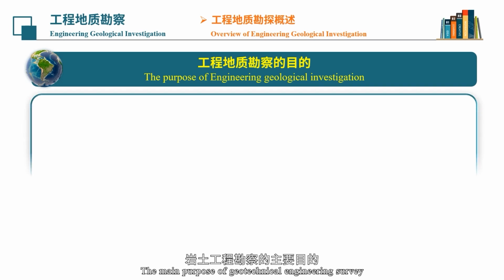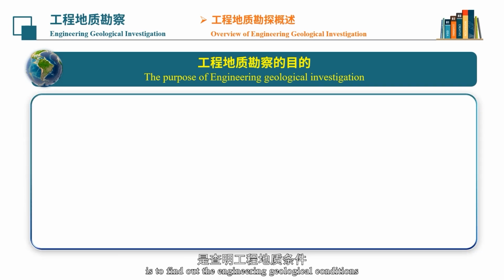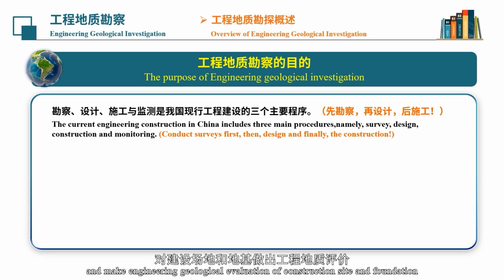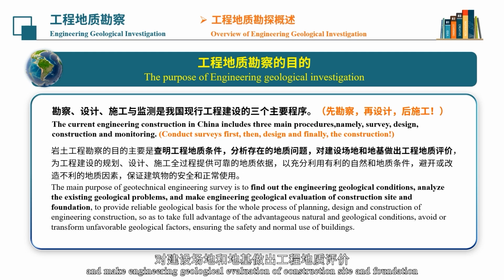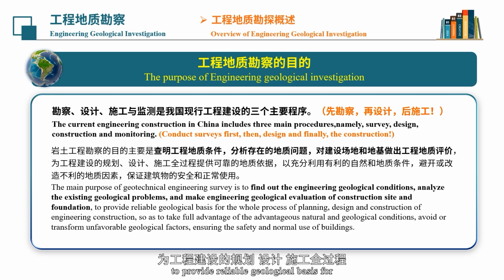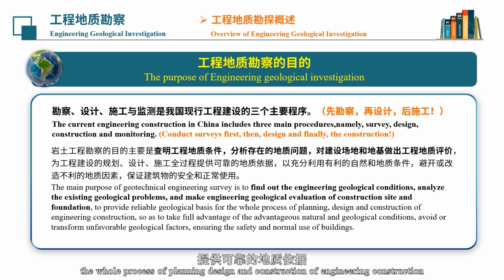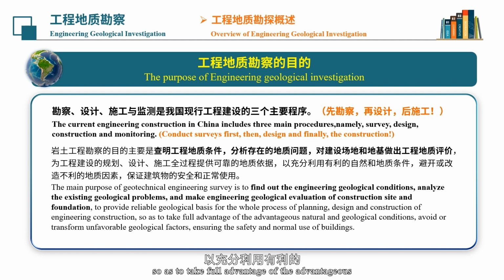The main purpose of geotechnical engineering survey is to find out the engineering geological conditions, analyze the existing geological problems, and make engineering geological evaluation of construction site and the foundation to provide a reliable geological basis for the whole process of planning, design, and construction of engineering construction, so as to take full advantage of the advantageous natural and geological conditions, avoid or transform unfavorable geological factors, ensuring the safety and normal use of buildings.